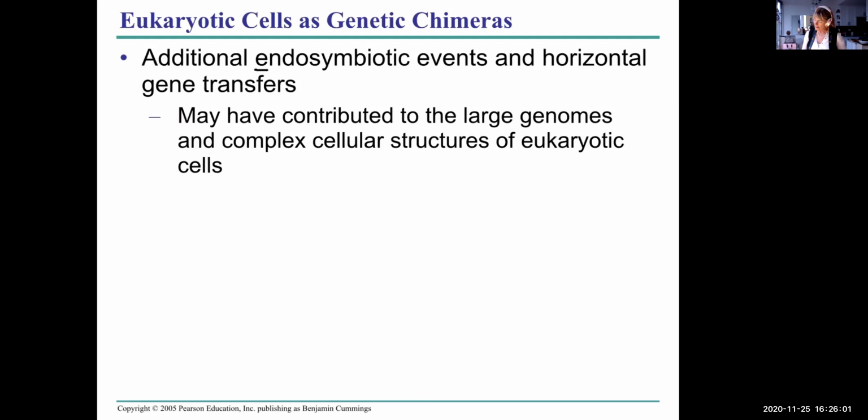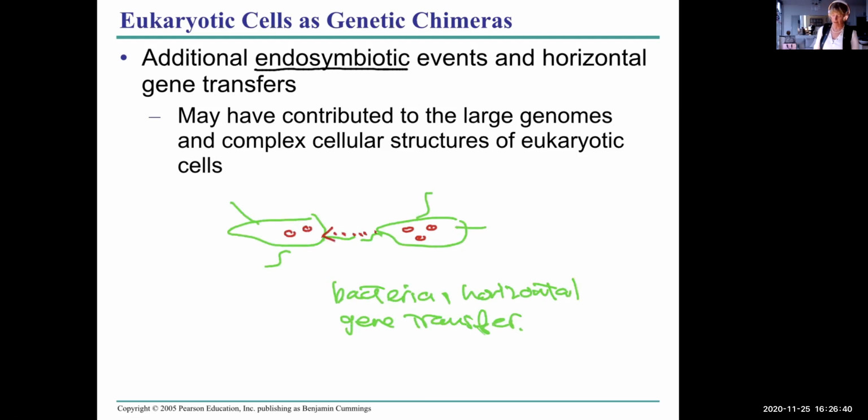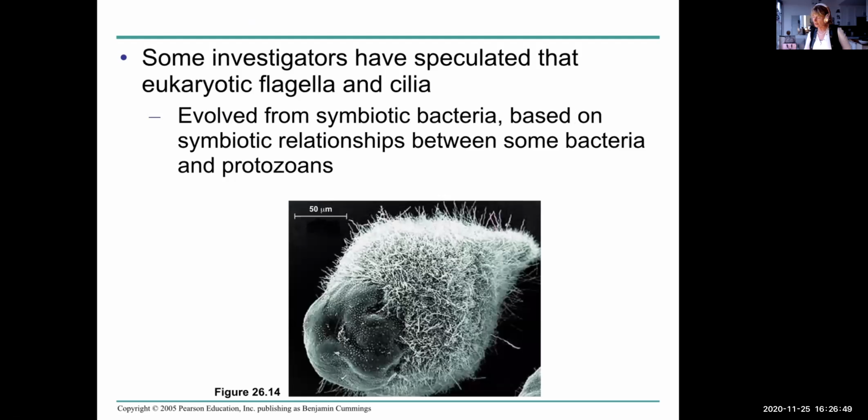So there might have been additional endosymbiotic events, and also what's known as horizontal gene transfer. That's what prokaryotes do now, and that is how genes may be transferred. So, for example, you have a bacterium and a bacterium. I know we talked about this a little bit before. These are bacteria and horizontal gene transfer. So small plastids can be transferred from one bacterium to another. And some investigators speculate that eukaryote flagella and cilia may have evolved from symbiotic bacteria. Lots of bacteria nowadays have flagella, and some eukaryotes also have flagella.